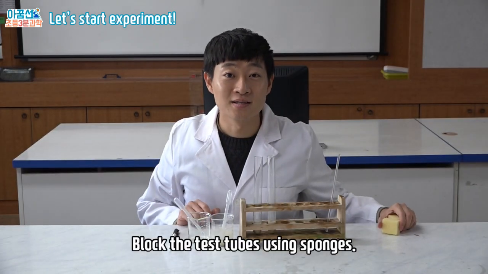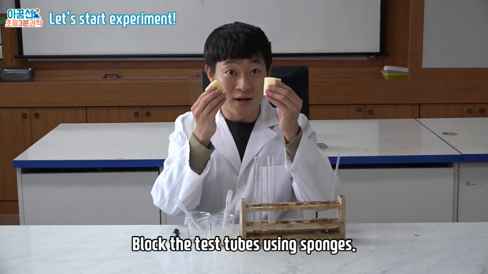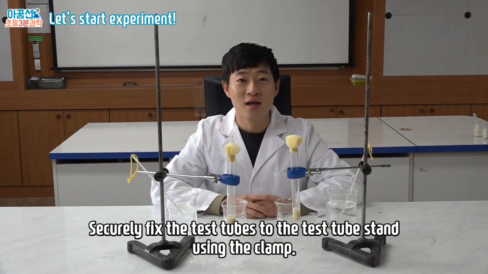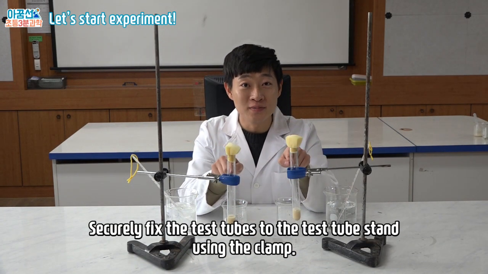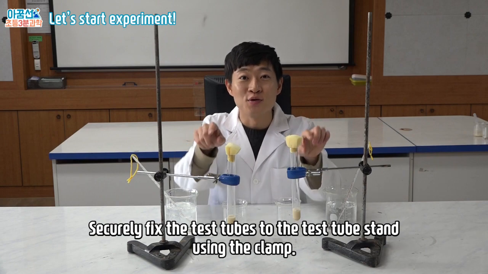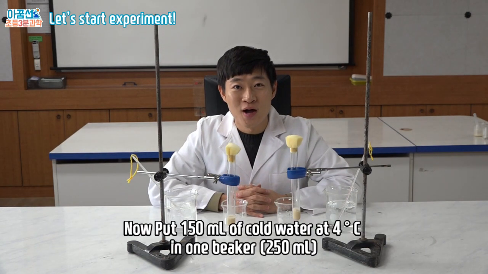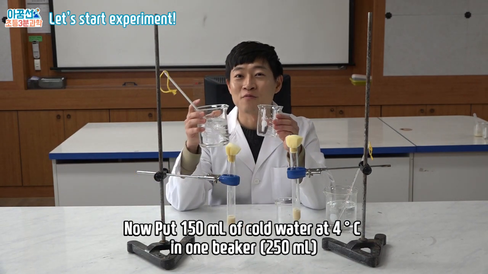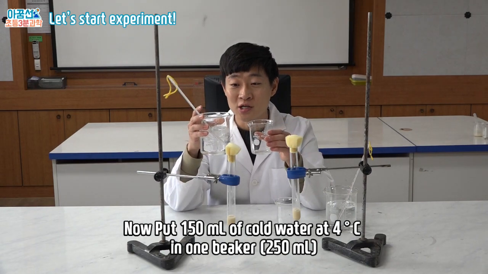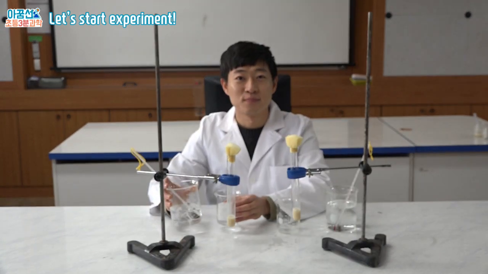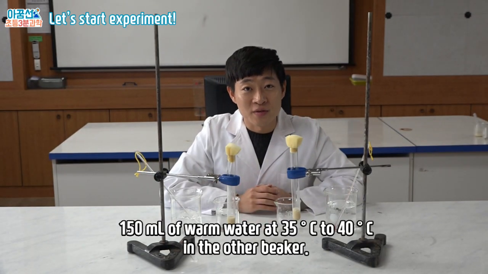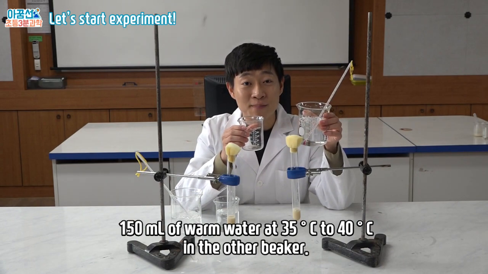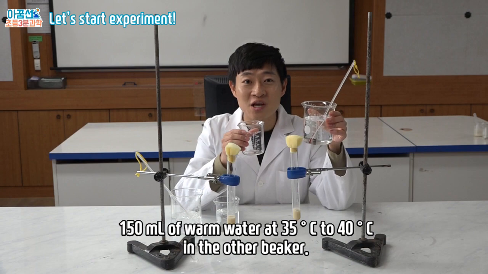And now, block the test tubes using sponges. Securely fix the test tubes to the test tube stand using the clamp. Now, put 150 milliliters of cold water at 4 degrees Celsius in one beaker and 150 milliliters of warm water at 35 to 40 degrees Celsius in the other beaker.